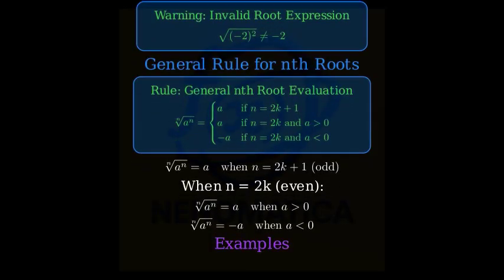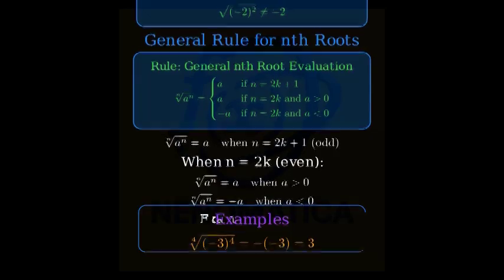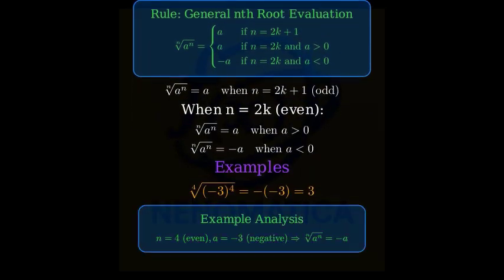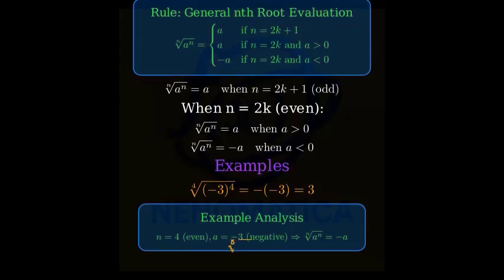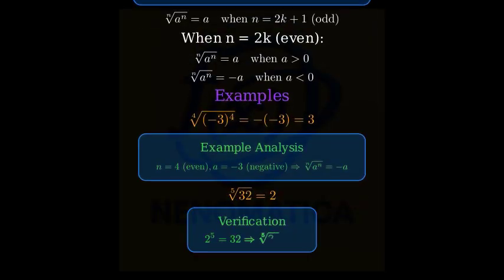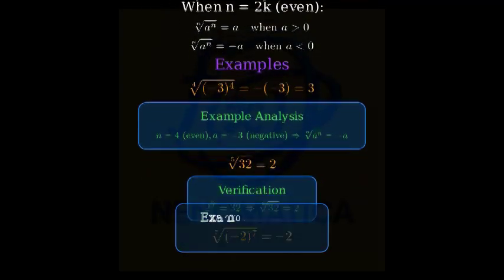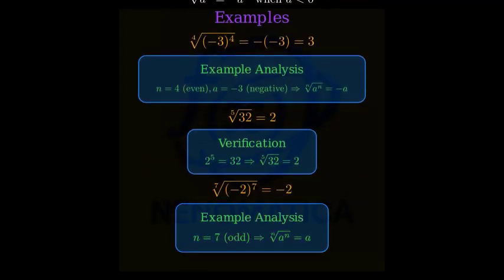Let's look at some examples to better understand these rules. First, the fourth root of -3 to the fourth power equals 3. This is because n equals 4, which is even, and a equals -3, which is negative. Next, the fifth root of 32 equals 2. We can verify this by noting that 2 to the fifth power equals 32. Finally, the seventh root of -2 to the seventh power equals -2. This is because n equals 7, which is odd.